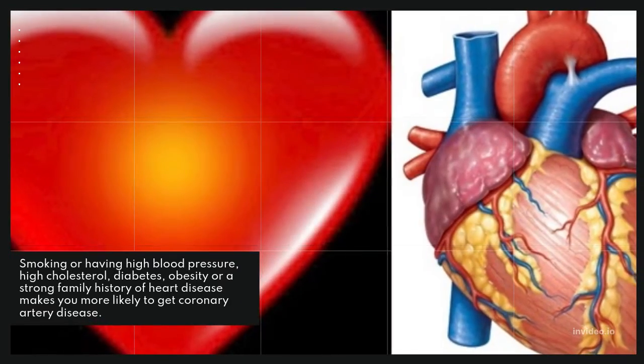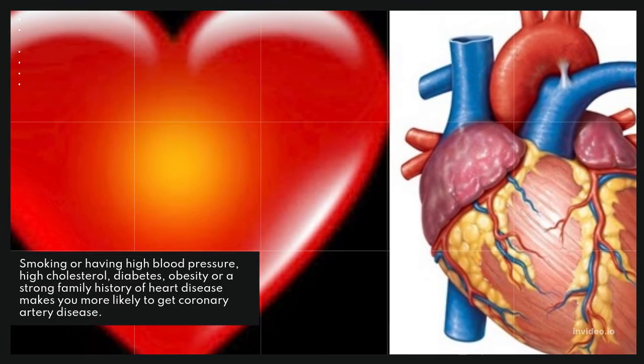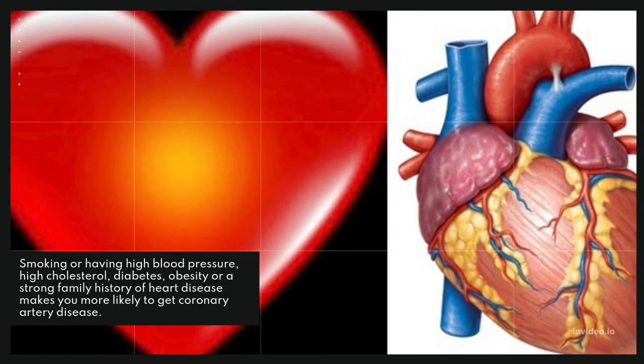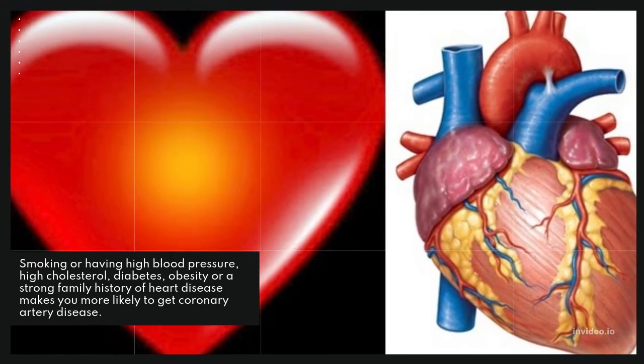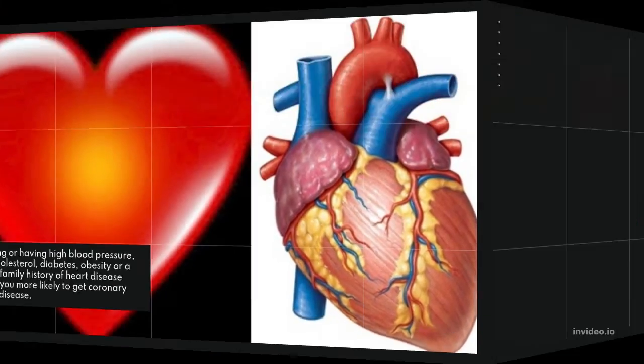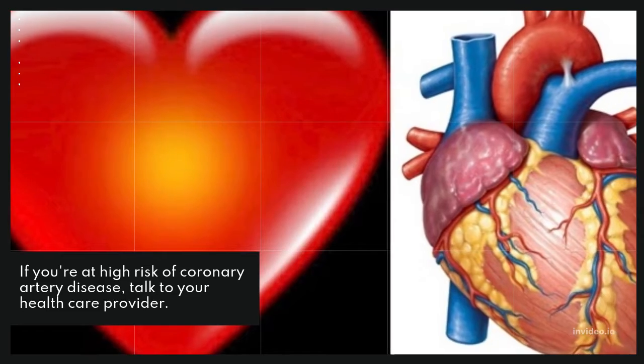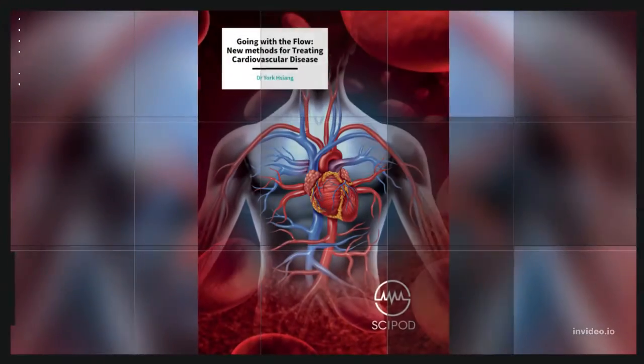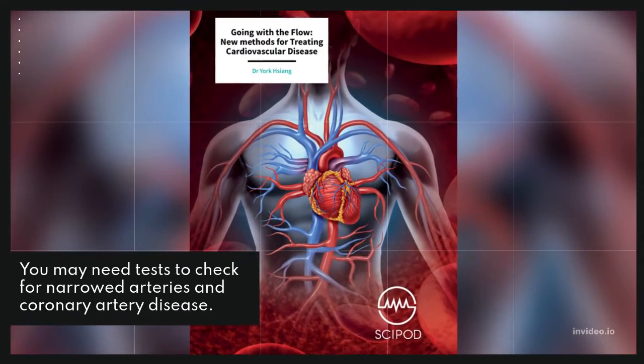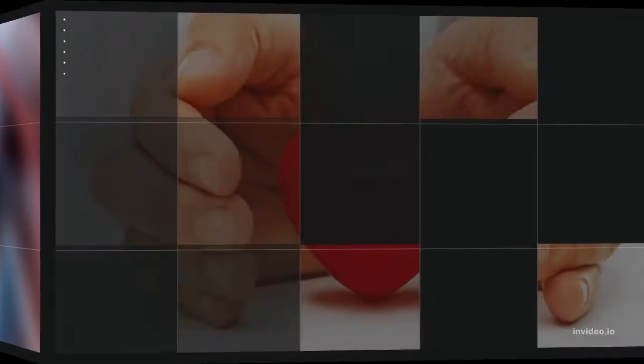Smoking or having high blood pressure, high cholesterol, diabetes, obesity or a strong family history of heart disease makes you more likely to get coronary artery disease. If you're at high risk of coronary artery disease, talk to your healthcare provider. You may need tests to check for narrowed arteries and coronary artery disease.